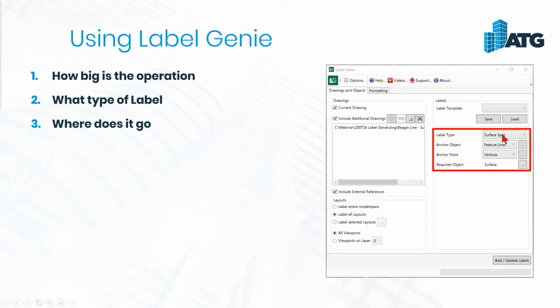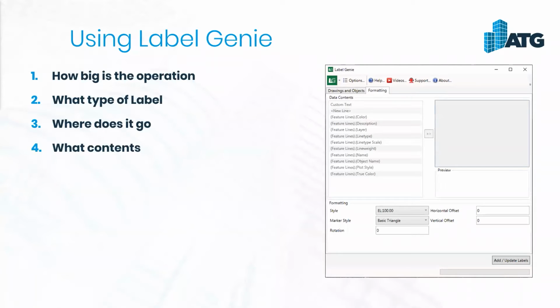So we're saying, what type of label? In this case, I'm looking at surface spot elevations. Yes, I'm labeling the surface, but I'm going to label that surface where I find something else, maybe a feature line, maybe a polyline. I can choose that by filter. I can choose what points along that I'm going to go. Do I want the vertices? Do I want high points, low points? Do I want endpoints, curvature, points of curvature, points of tangency? Do I just want to go every interval 50 feet along that object? Lots of different options for what we're labeling and where it's going to go.